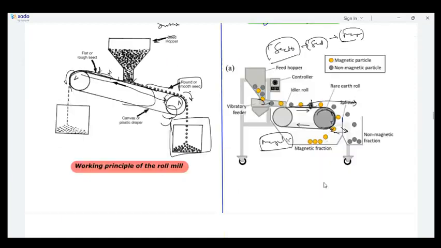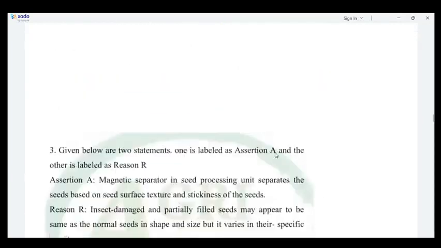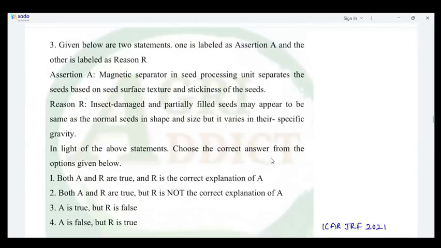Okay, just be attentive and answer this particular question now. This was asked in the ICAR JRF exam 2021. I need everyone's answer, from everyone. Yes, take your time and just try to answer this.